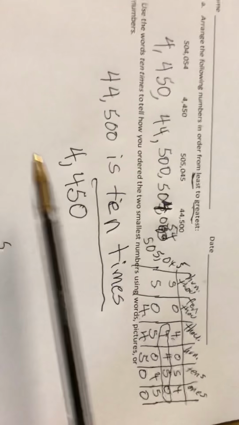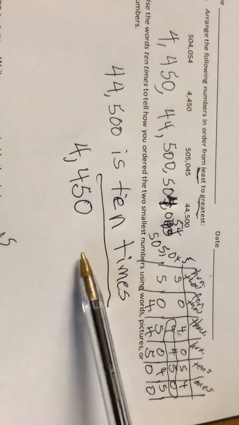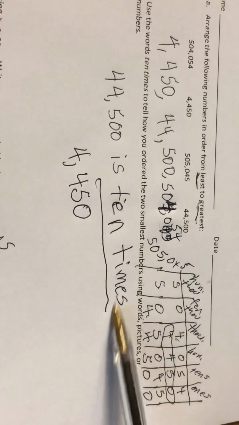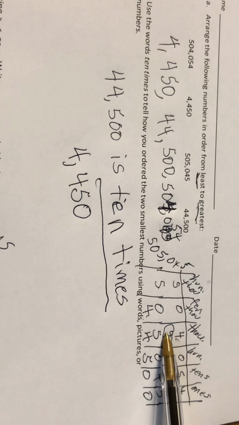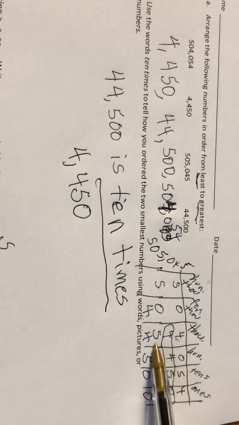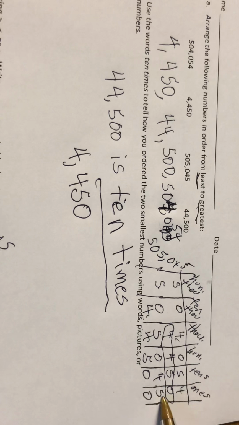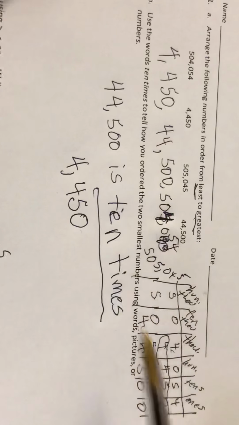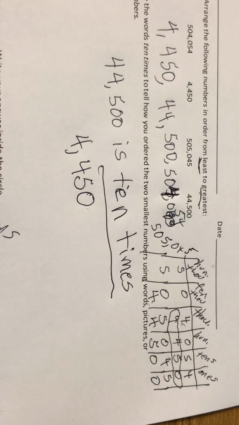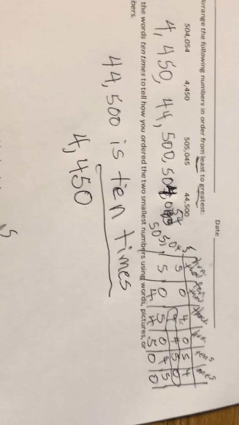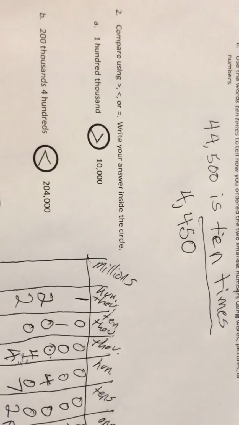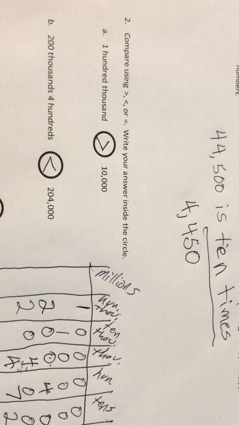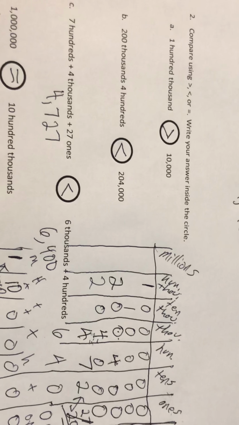The next section here says use the words 10 times to tell how you ordered the two smallest units. Well, if you look here, you take this 4 and move it over, this 4 and move it over, the 5 and move it over, and the 0 and move it over, and put the other empty spot here with the 0. You see that it's 10 times. So 44,500 is 10 times 4,450. You could say 10 times bigger than if you wanted to.